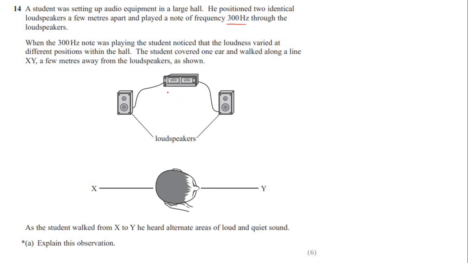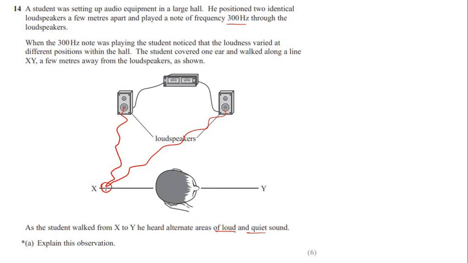So this is a typical example of interference of waves. Whenever you see the words loud and quiet, maxima and minima, high and low, it's all about interference. And of course you have two sources producing sound waves. So the idea is one wave is coming from speaker one, and the other one is coming from the other speaker, and then we have interference here.